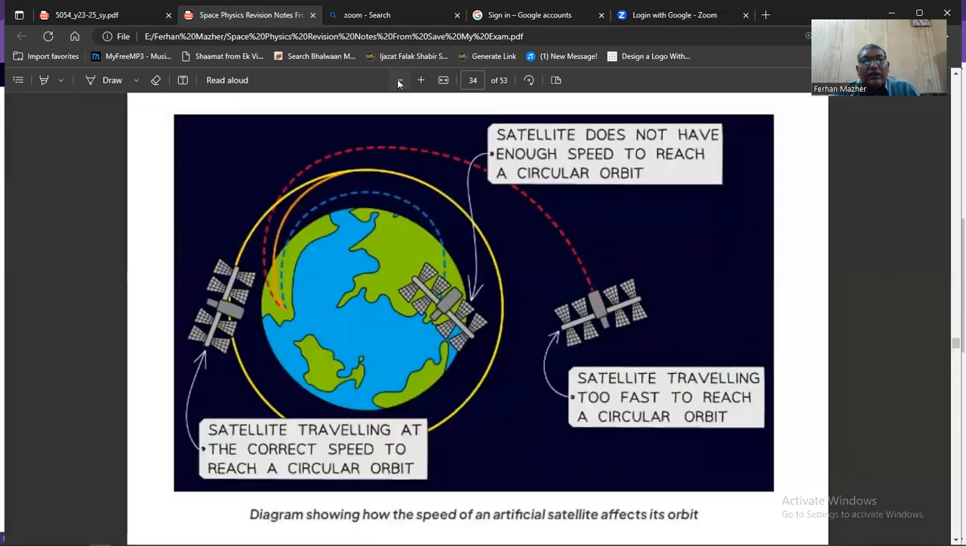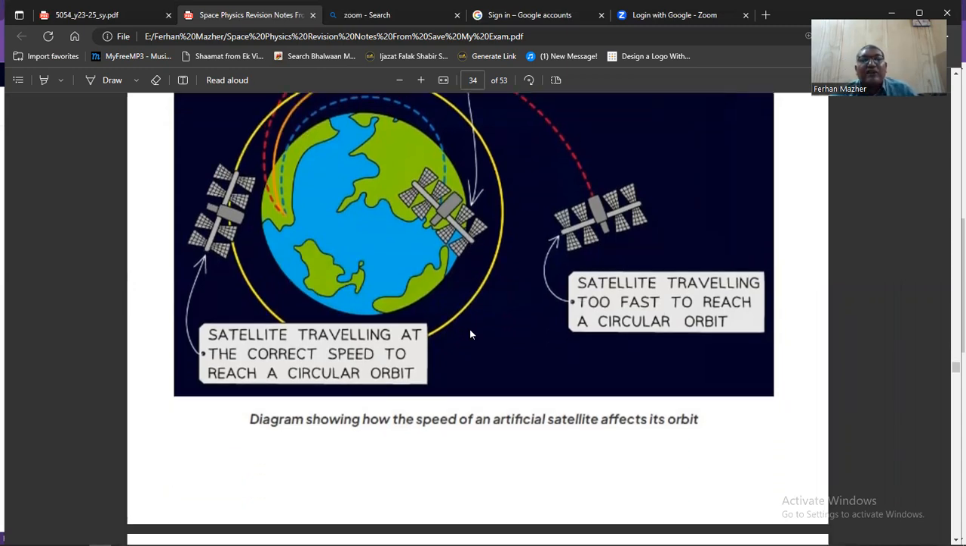So here we have a diagram showing how the speed of an artificial satellite affects its orbit. This satellite does not have enough speed to reach a circular orbit, so it is going to collapse into the Earth. And this satellite is traveling at the correct speed to reach a circular orbit. If the speed is correct, it will keep on rotating at a certain height around the Earth. This satellite is traveling too fast to reach a circular orbit. If the speed is too large, the satellite will go into space by making a spiral path.